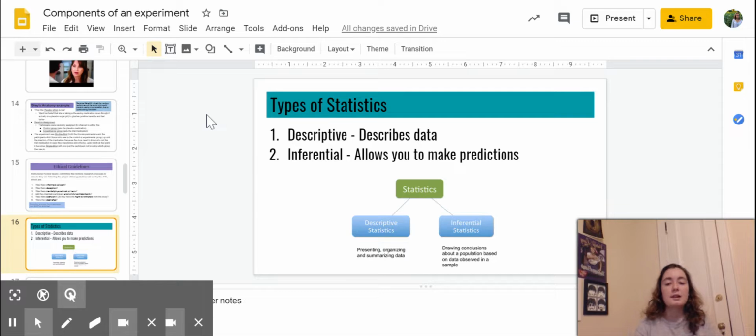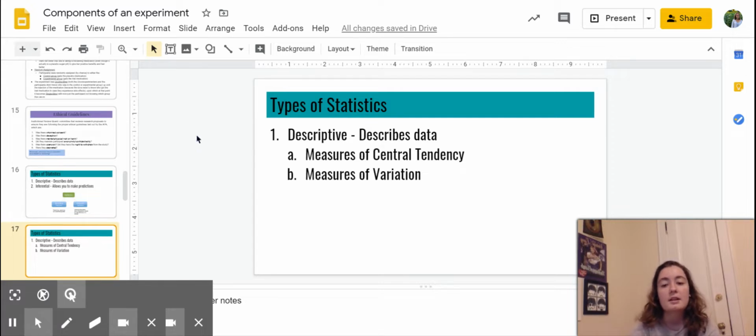So now just to quickly go over some stats. Typically stats shows up more on multiple choice things, but just in case something does pop up, we'll breeze through this. Two types of statistics are descriptive and inferential. Descriptive, like the name, describes data. Inferential allows you to make predictions based off the data that you got.